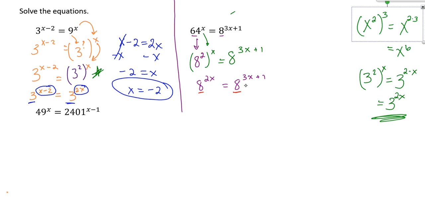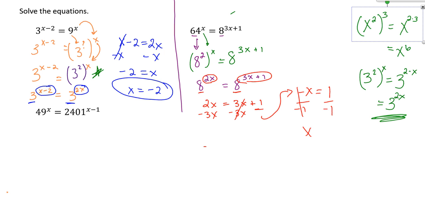Okay, bases match now. Both are 8, which means 2x equals 3x plus 1. Looks like a 7, but it's really not. Let's go with minusing the 3x. It doesn't matter which side you move the x's to. It's just my preference to go x's on the left. So negative x equals 1. It's this guy, right? And we said if we divide by negative 1, that gets rid of the negative in front of the variable. So x equals negative 1.